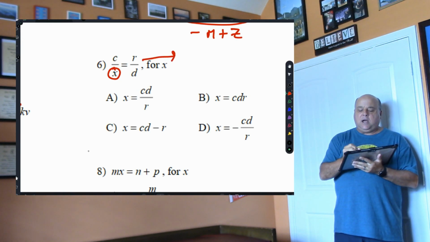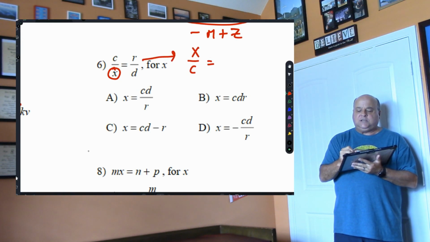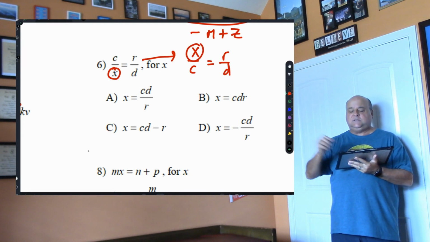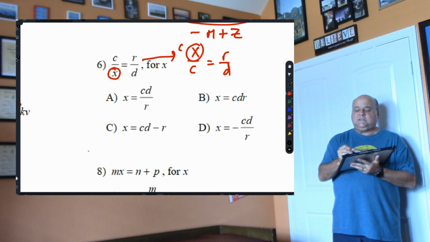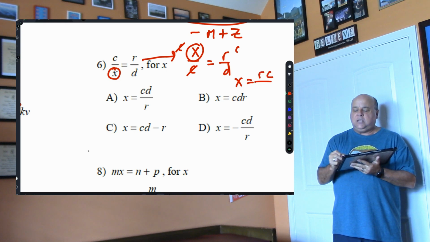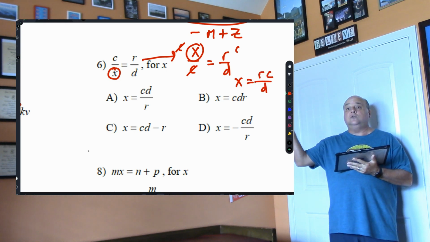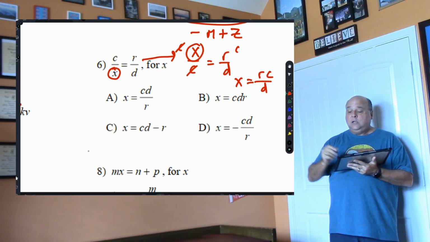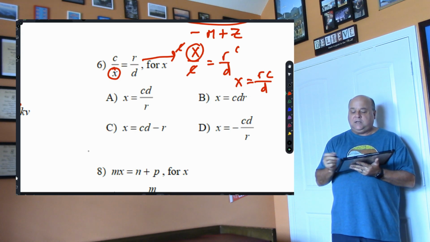Number 6, okay, we want to solve this for X, but X is on the bottom. If X is on the bottom, you're going to flip both fractions. Now then, notice we want the X, we got to get rid of C. The opposite of divide by C is to multiply by C. The C's would divide out, and I would get X equals RC over D. This could also be C over CR. So the R and the C have to be on top, the D on bottom.